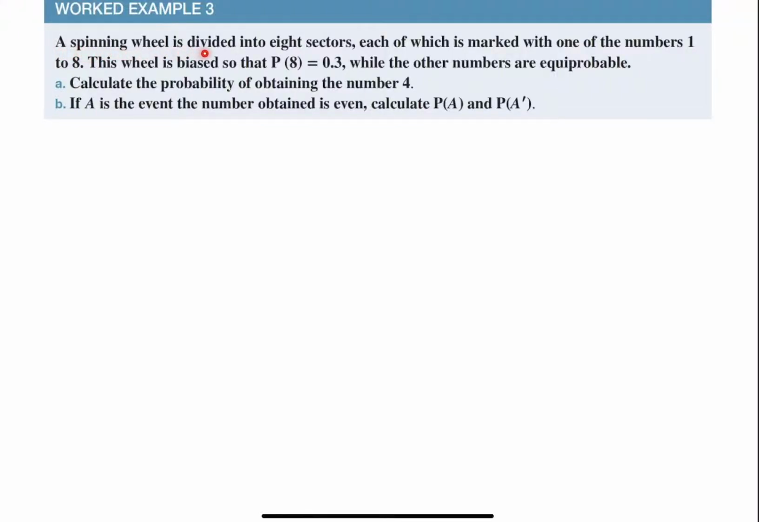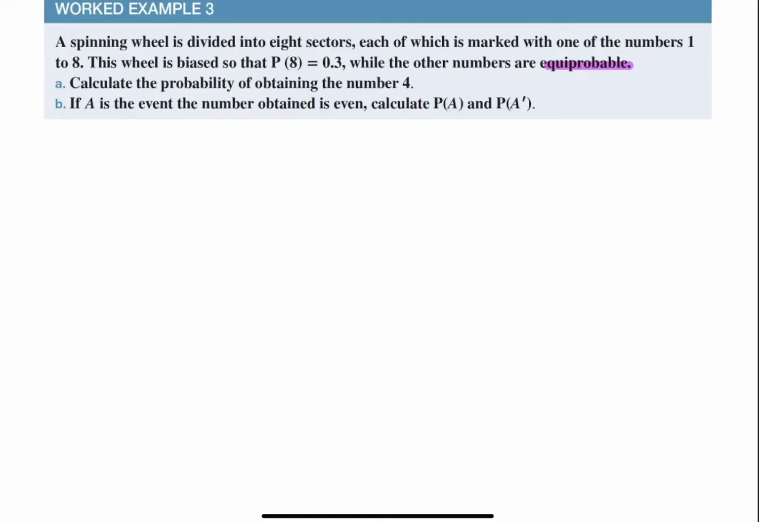A spinning wheel is divided into 8 sectors, each of which is marked with one of the numbers 1 to 8. This wheel is biased so that the probability of getting 8 is 0.3, while the other numbers are equally probable. Now remember what equally probable means. It means that they have exactly the same probability to be chosen.